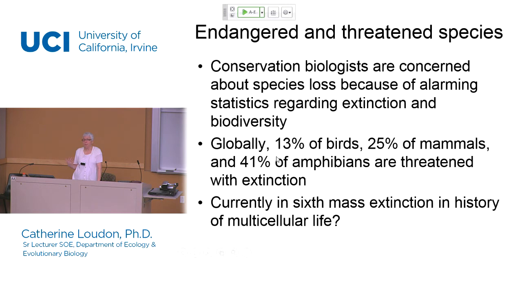So, estimates of the numbers of species that are currently threatened with extinction. These are typical, from your textbook. Globally, approximately 13% of the bird species, 25% of the mammalian species, and 41% of the amphibian species are thought to be threatened by extinction.